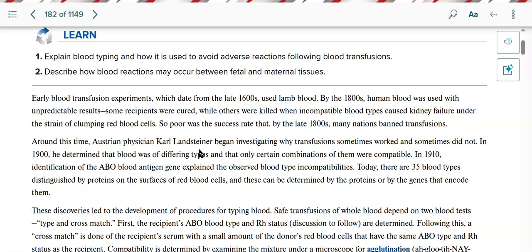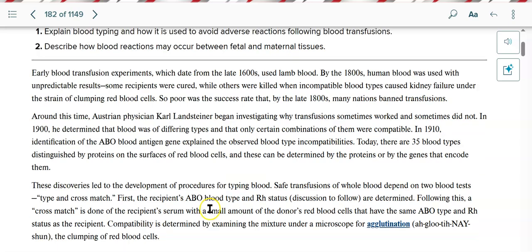In 1910, his identification of the ABO blood antigen gene explained these blood type incompatibilities. Today, there are 35 blood types distinguished by proteins on the surfaces of the red blood cells. And these can be determined by proteins or by the genes that code for them. These discoveries led to development of procedures for typing blood.